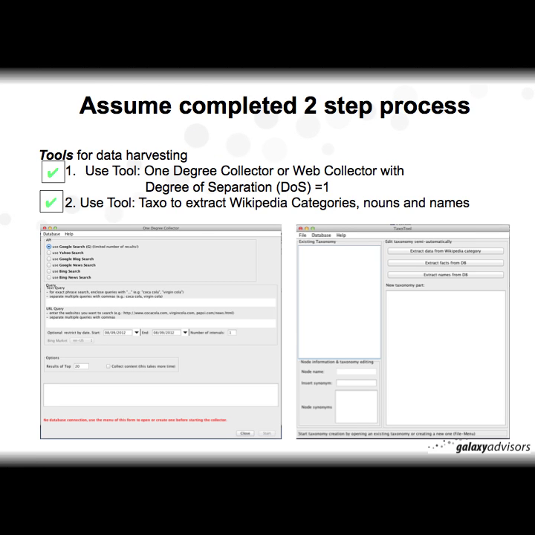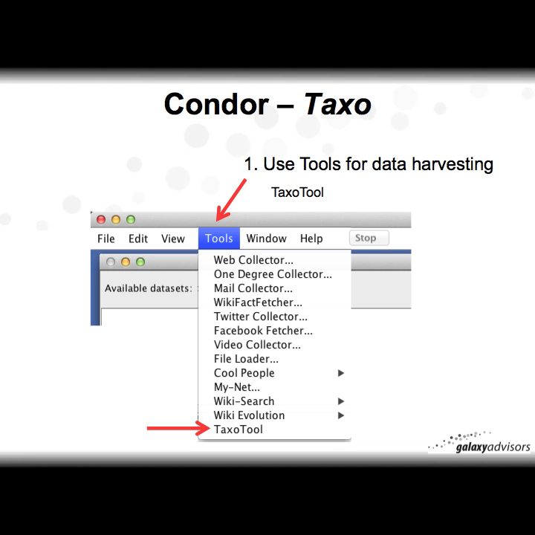So at this point, I assume that you've completed the Taxo tool version example, and you completed the two-step process. If you used a 1-degree collector or the web collector with the degree of separation equal to 1, used the Taxo to extract certain Wikipedia categories or nouns or names, and now I'm going to reopen that saved taxonomy.